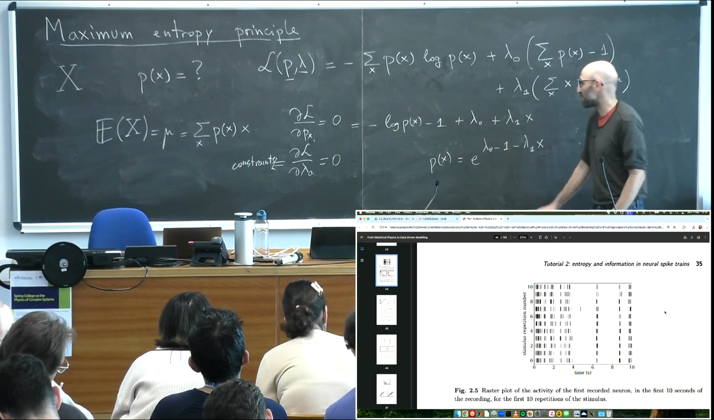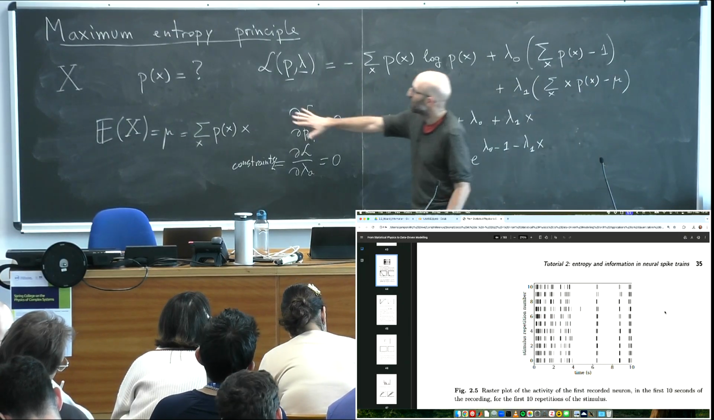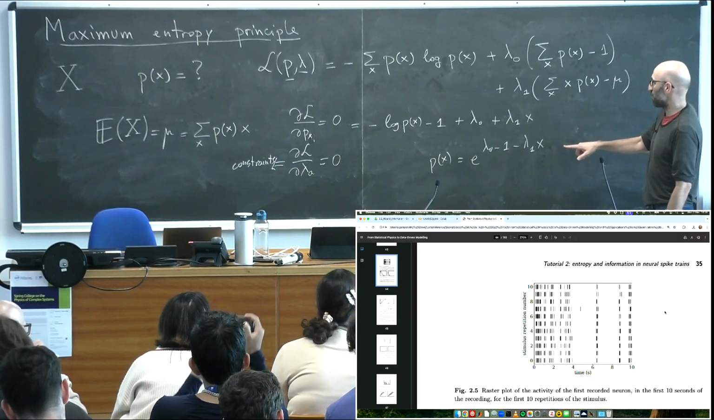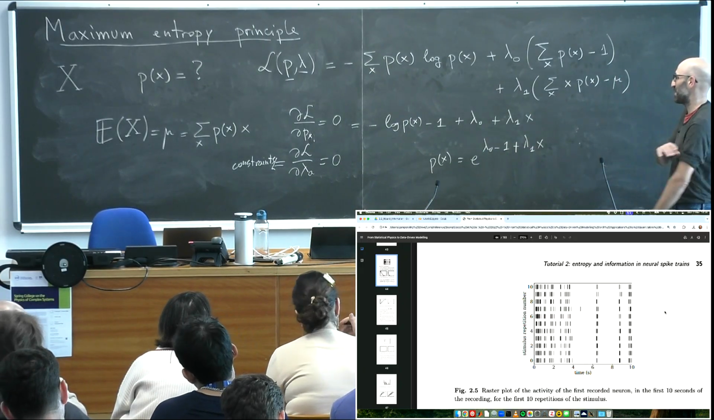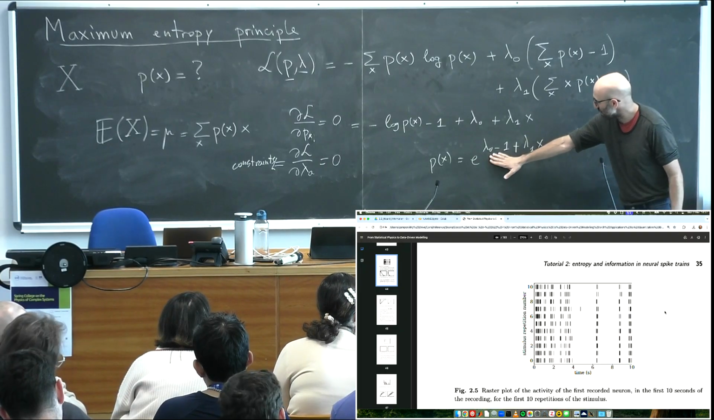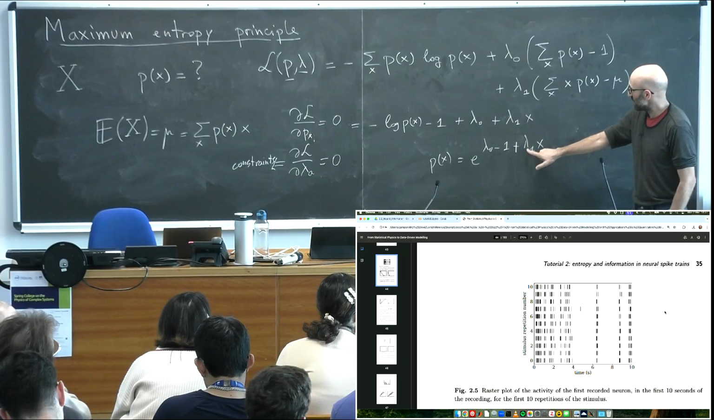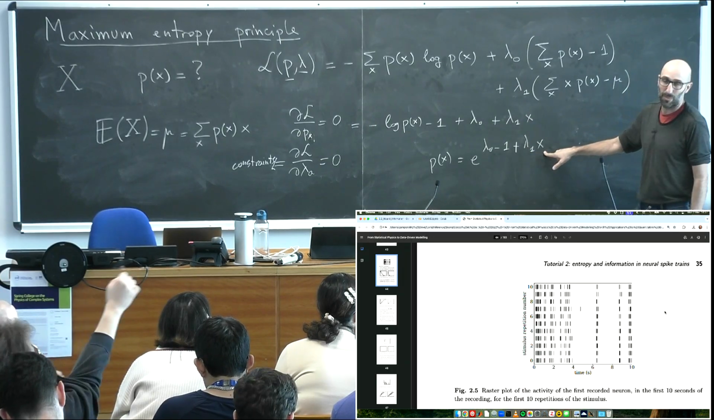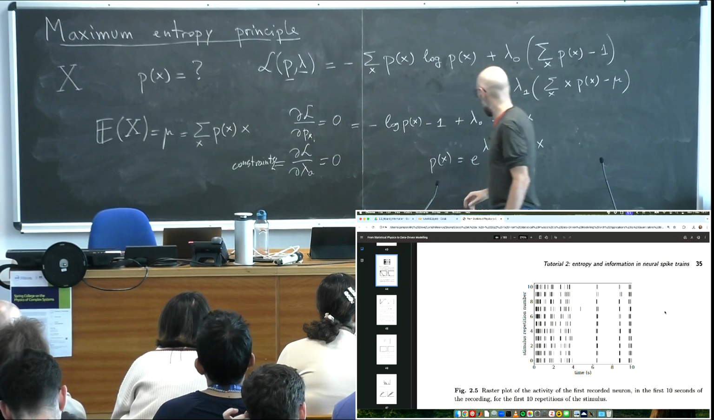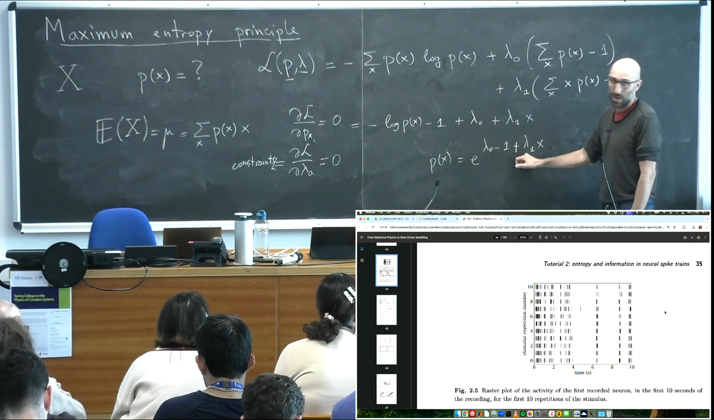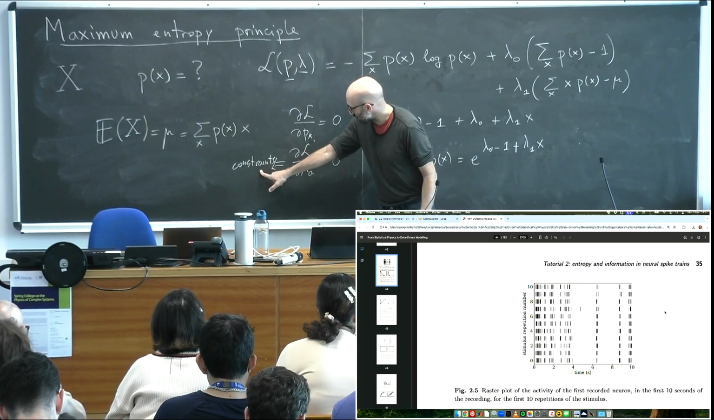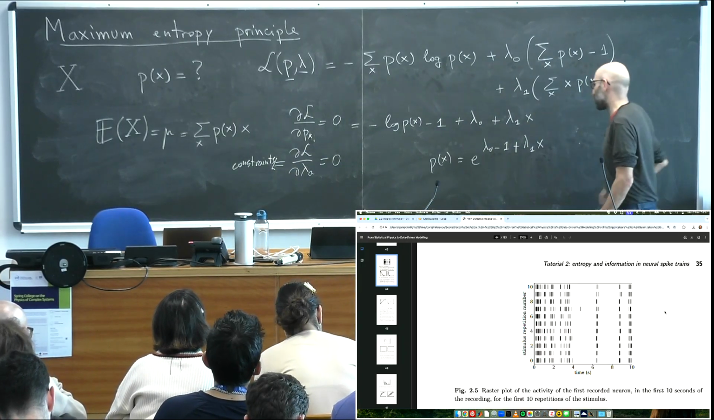The distribution of x that we are looking for is the exponential of something, where this something is a constant plus the Lagrange multiplier lambda 1 that multiplies x, where x is the quantity we want to fix. So now we have to find lambda 0 and lambda 1. And to find lambda 0 and lambda 1, we have to impose the constraints. So how do we do that?